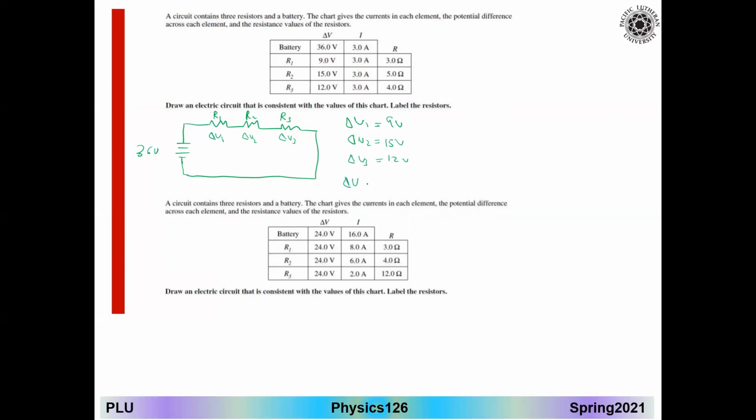Delta V, which from my source equals 36 volts, should be equal to delta V1 plus delta V2 plus delta V3. This one condition should be satisfied based on the Kirchhoff voltage law. So that's how we connect the same. The second circuit here is going to be the same, but the only thing is the current has a different value, but the voltage has the same value.